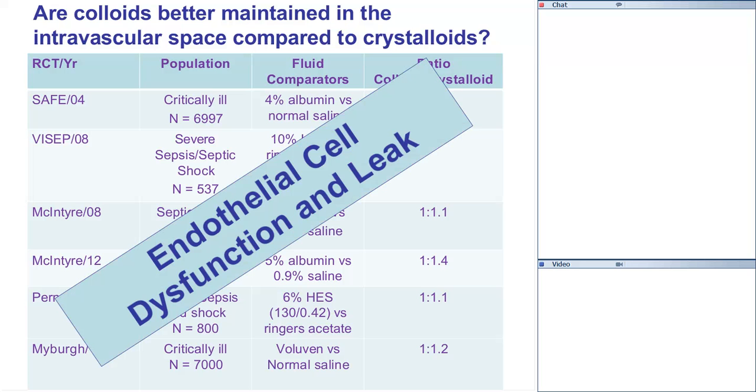So why might that be? We think here is that because our critically ill patients who are in need of acute volume resuscitation because of hemodynamic instability, have profound endothelial cell dysfunction and endothelial cell leak. So a lot of that colloid that you're giving is actually rendered ineffective, and it's leaking into the interstitial fluid space.